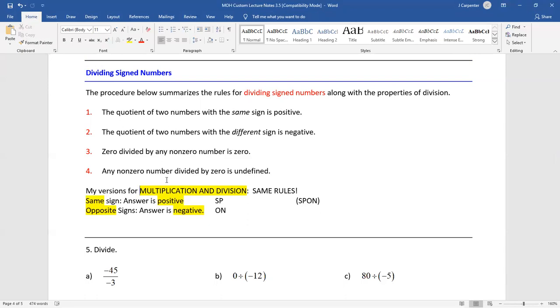So we got SAC and DSL for addition and subtraction. But remember, for subtraction, you have to do that change first. And we have SPON to combine the two rules for multiplication and division. SP, same positive, ON, opposite negative.